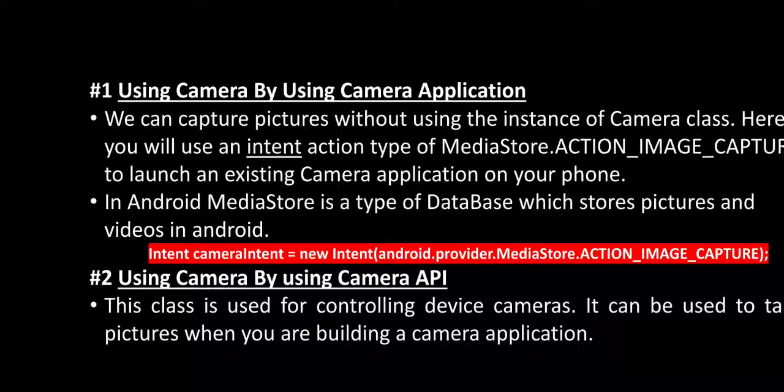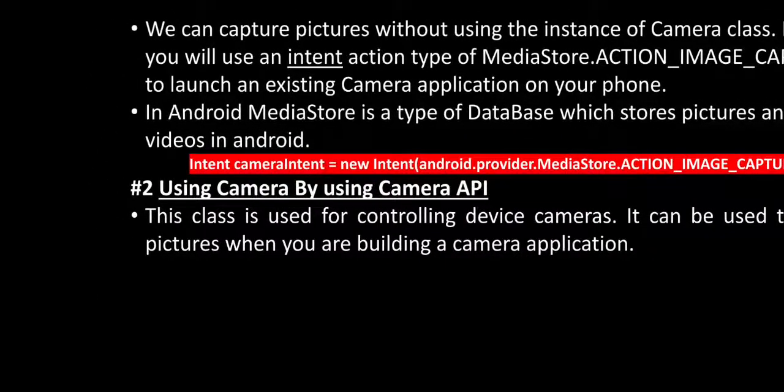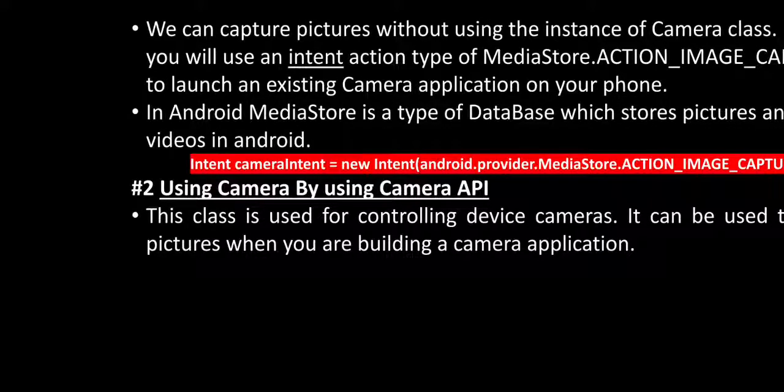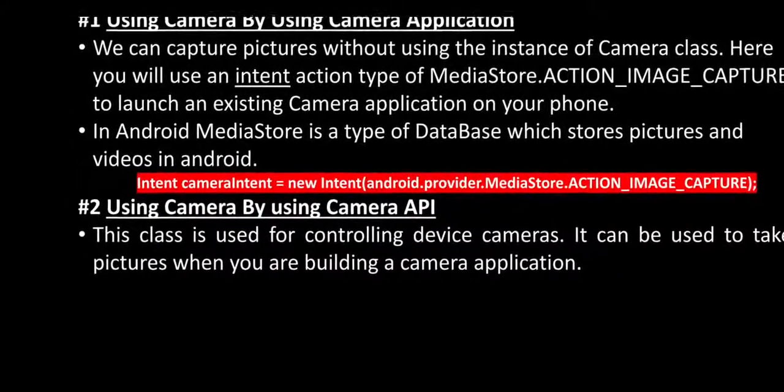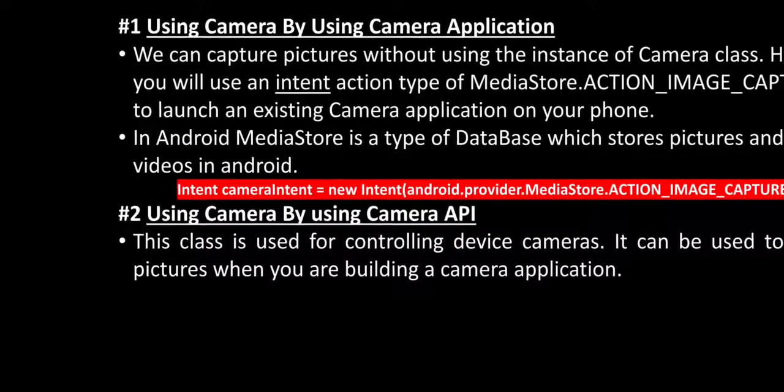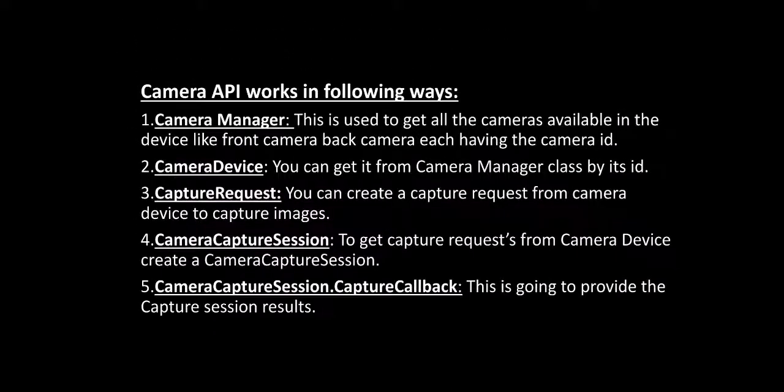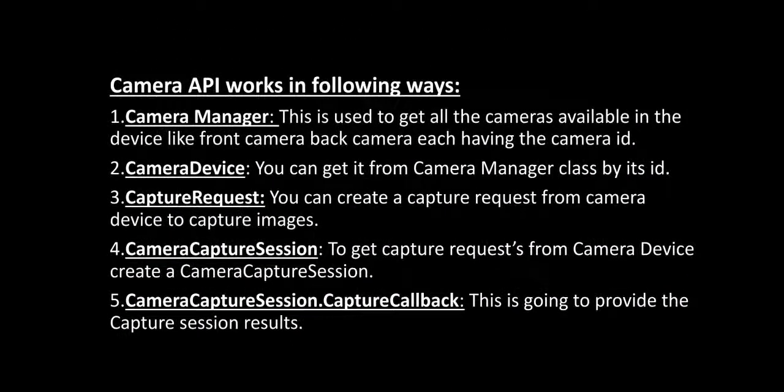And another way is using the camera by using the Camera API. This is used for controlling the device cameras. It can be used to take pictures when you build a camera application, not an existing application. The Camera API works in the following ways.